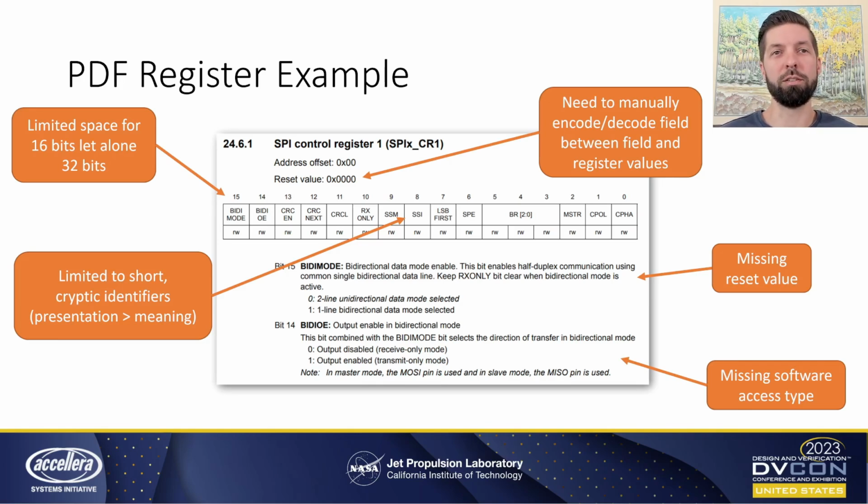Another problem here is they provide the reset value. It's all zeros, so it's really easy to figure out what the fields are going to be at reset. But if the reset value for the register was non-zero, it would take some work, however little, to convert that from a register reset value into field reset values.